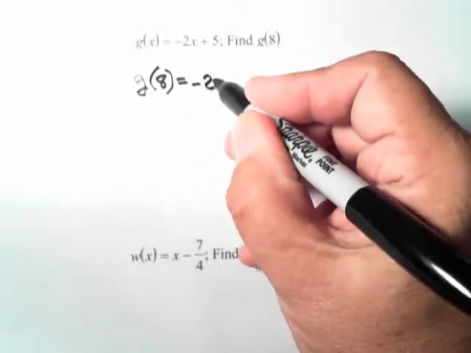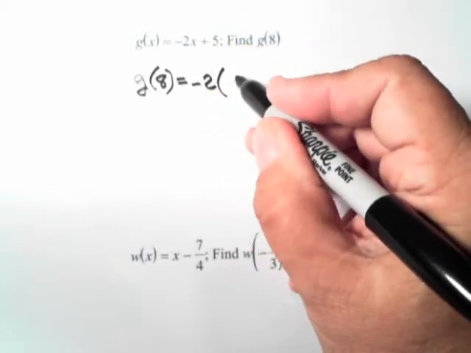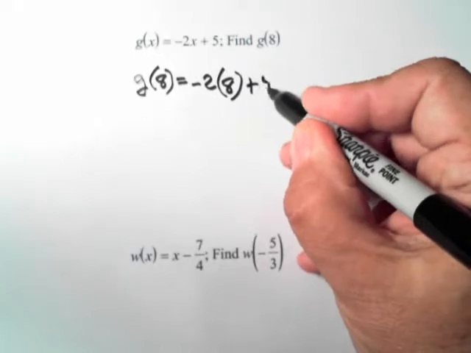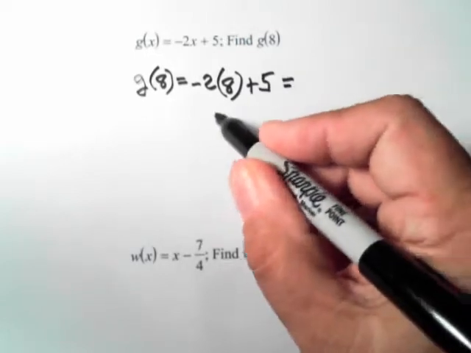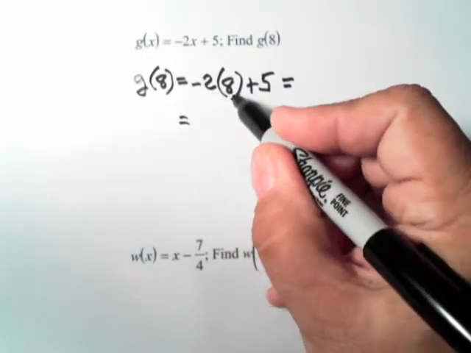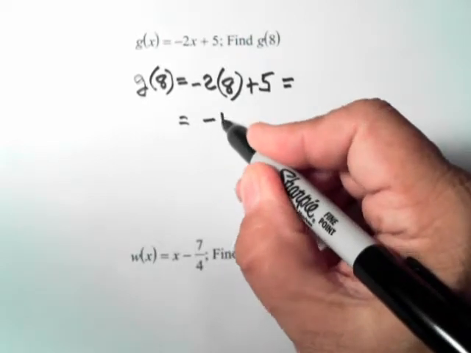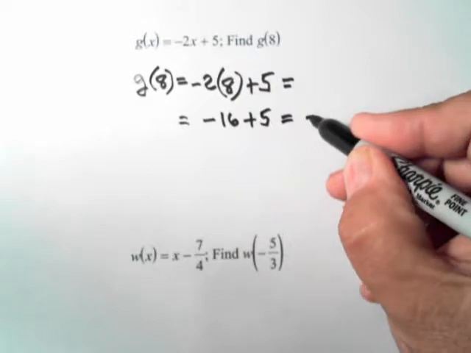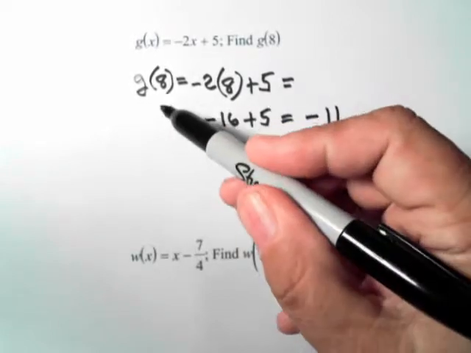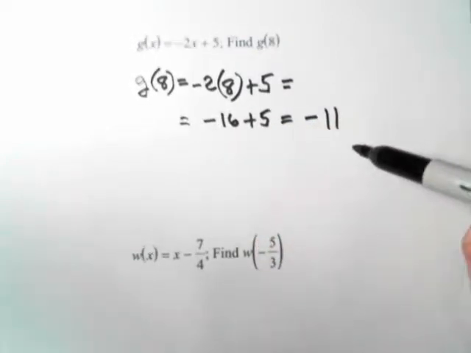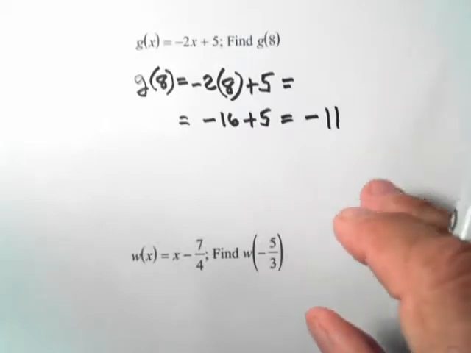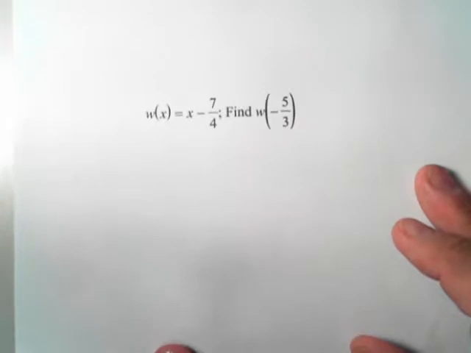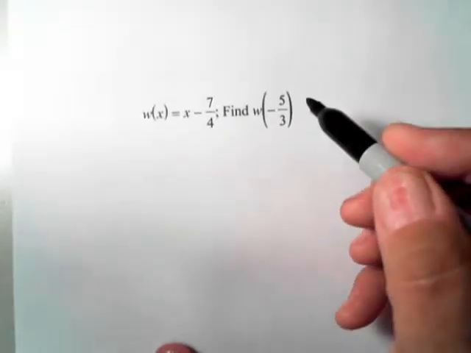So -2 times, remember the 2 next to the x means we're multiplying, I put the 8 in here, plus 5. So what do we got here? Well, let's see. -2 times 8 is -16. And then plus the 5 is -11. So we'd say g of 8 equals -11. Well, what you substitute in here doesn't have to be a whole number. It could be a fraction, a decimal, any old thing.